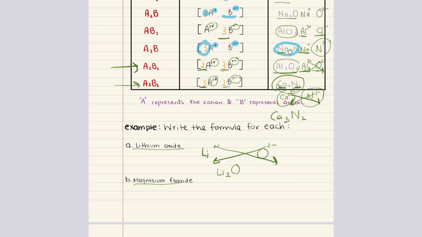What about magnesium fluoride? Magnesium forms a 2+ cation, and fluorine has a -1 charge. It forms a -1 anion. To balance the charge, we need 2 fluoride ions for every 1 magnesium ion. In other words, you can do it by swapping the charges for numbers. So we need 1 magnesium and 2 fluoride ions. So the formula for magnesium fluoride is MgF2.